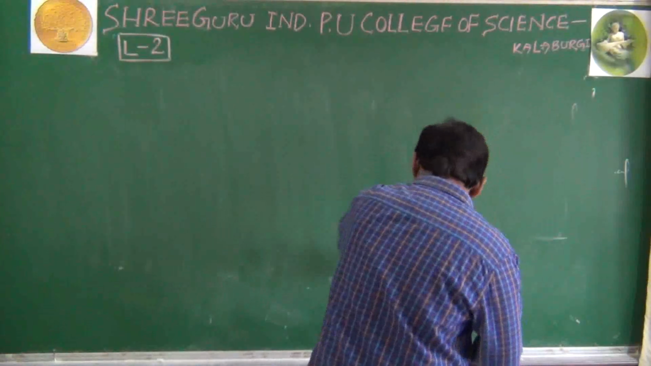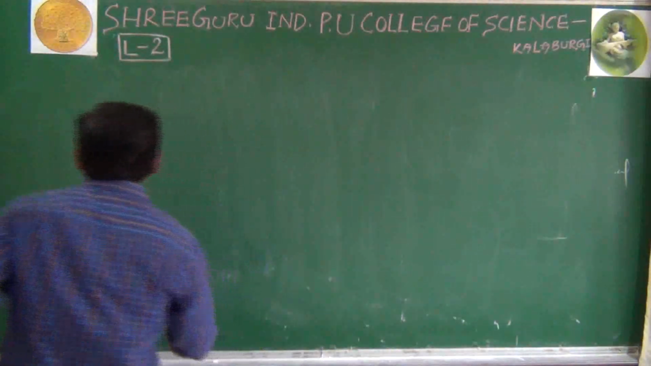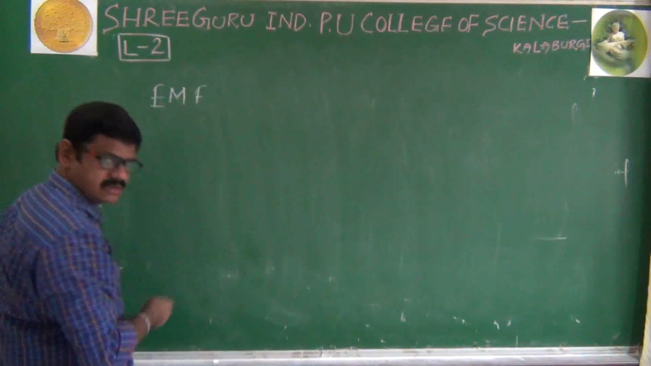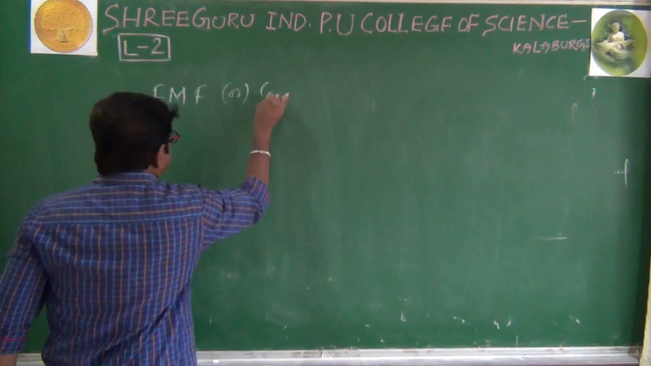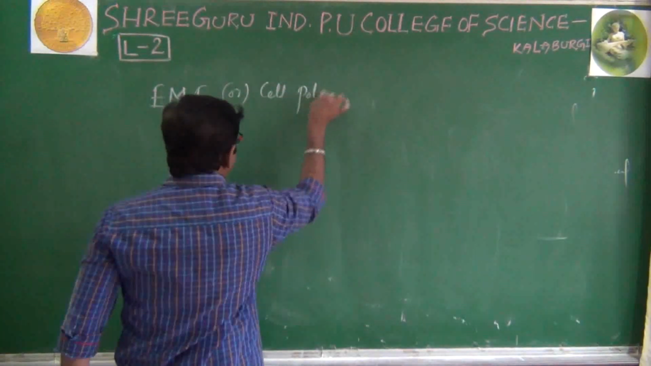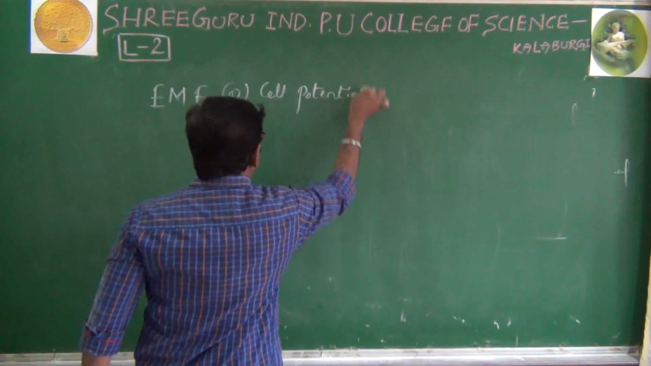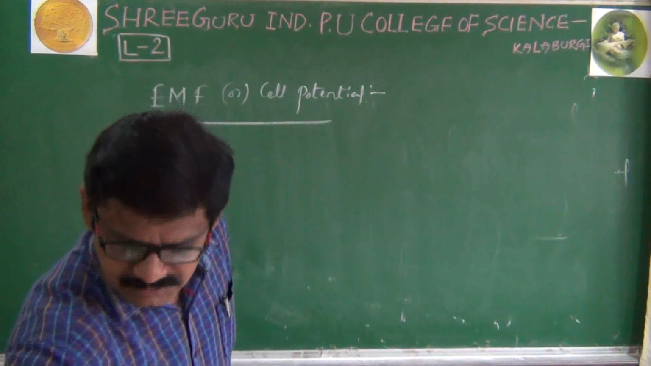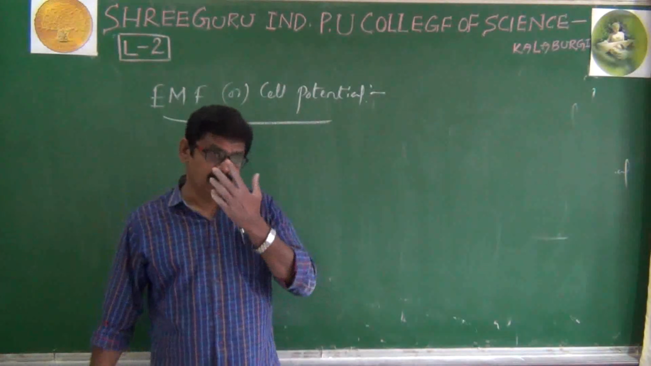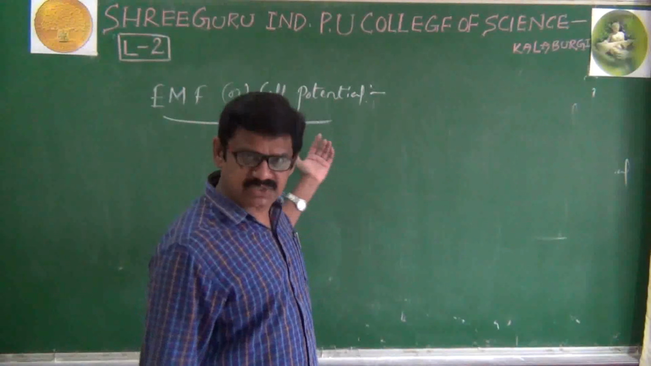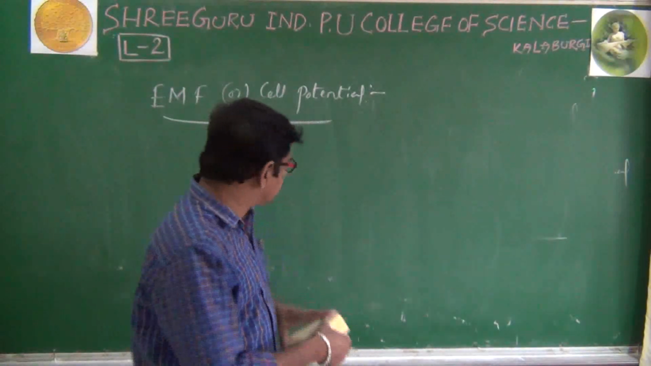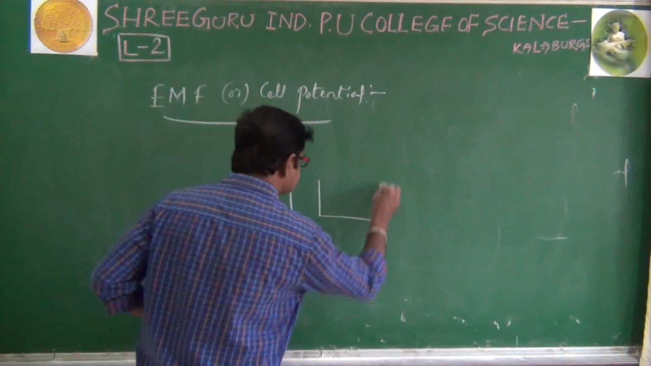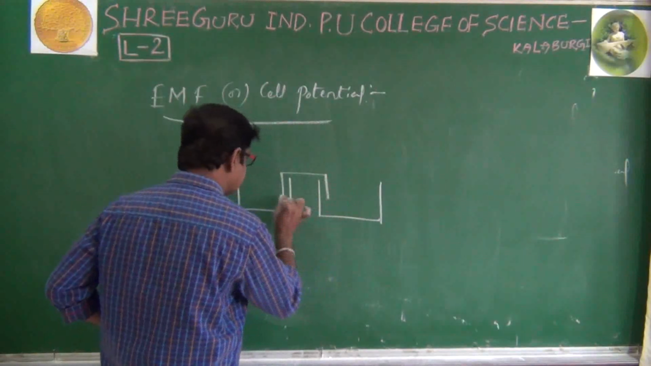Now we will discuss EMF, or it is also called cell potential. Cell potential we have to discuss. In the Daniell cell, already you know that the left side electrode undergoes oxidation and the right side electrode undergoes reduction. That's why now the total Daniell cell EMF. See here once again, I am giving one rough diagram here.